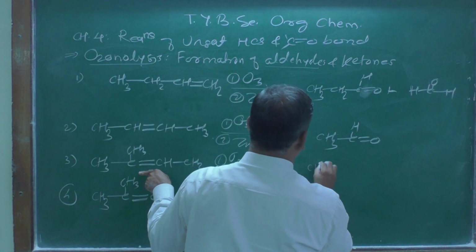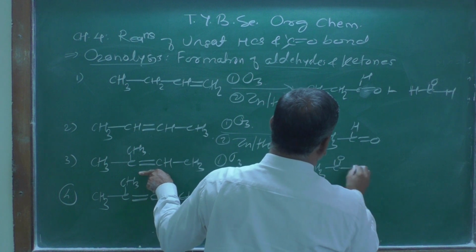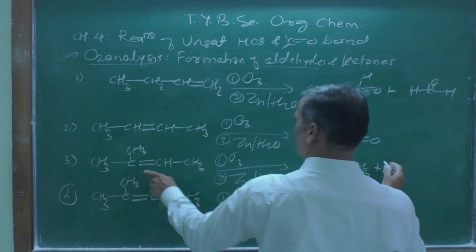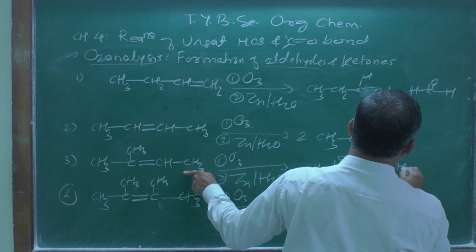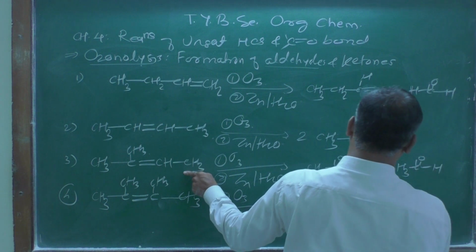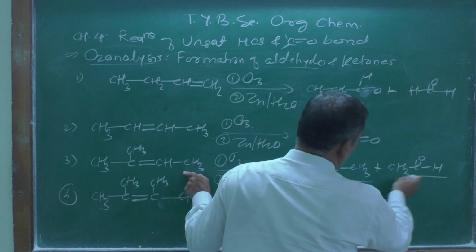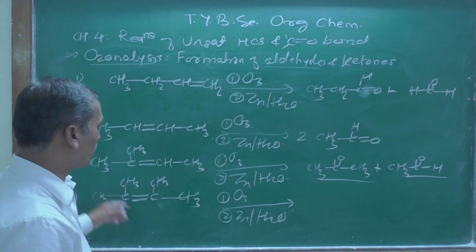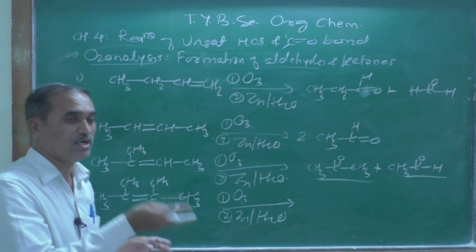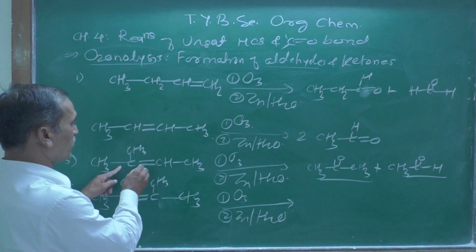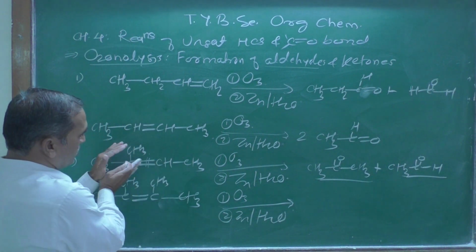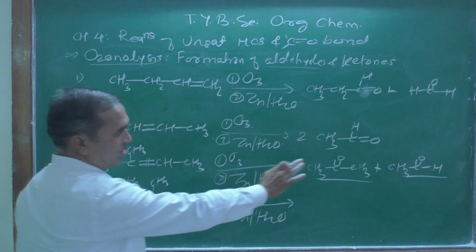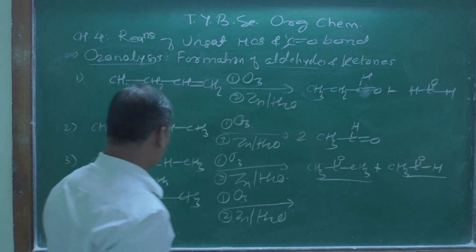If you break this one, what do you get? In this case, you are going to get CH3, C double bond O, CH3, and on the other side CH3, C double bond O, H. One is acetone and the other is acetaldehyde. That clearly indicates that the olefin is trisubstituted here. Look here, I am breaking from here. This side is acetone, this side is acetaldehyde, but I am writing them separately.